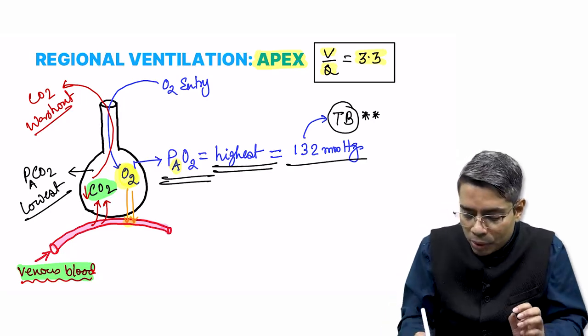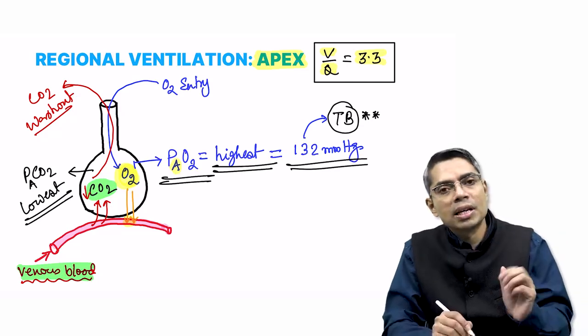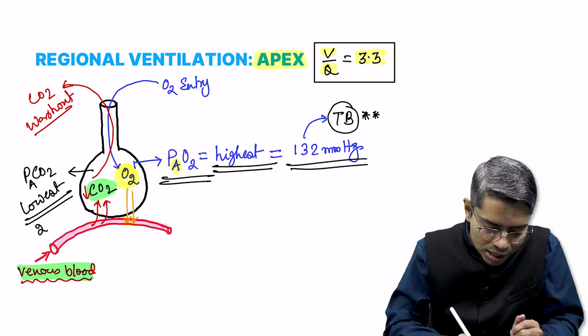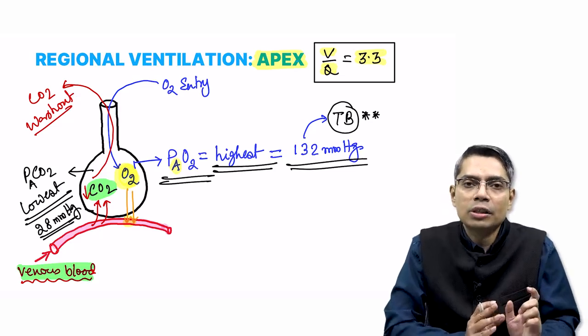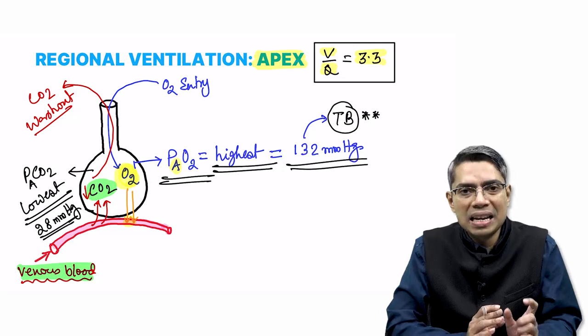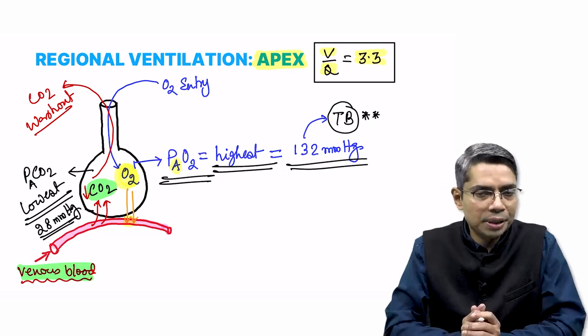Highest means what is the number? 132 millimeter of mercury, and lowest means what is the partial pressure of carbon dioxide in the apical alveoli? That is 28 millimeter of mercury. What is the normal value? I have shown you just before this, that is 40 millimeter of mercury. So in the apical alveoli, the carbon dioxide tension is only 28 millimeter of mercury. Got it? Okay.